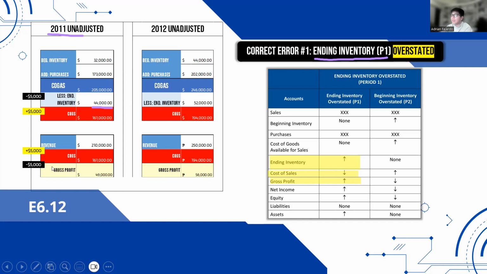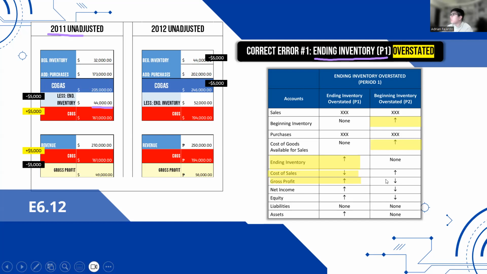So aside from that, ano yung mangyayari? Dahil yung ending inventory mo is understated by 5,000, mali rin to. Your beginning inventory is overstated by 5,000. So we have to subtract 5,000. Next, your COGS will be overstated. So overstated rin to. So we have to subtract 5,000.